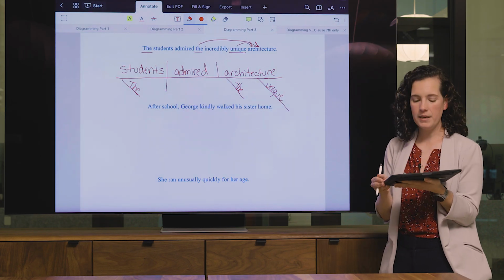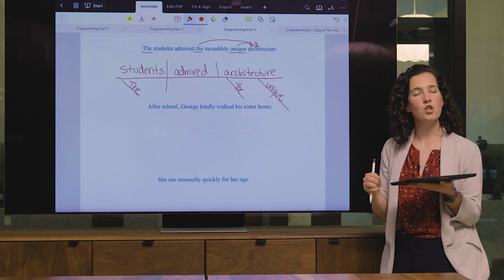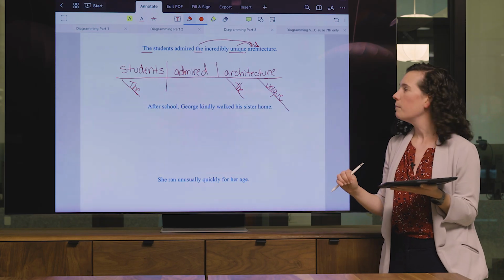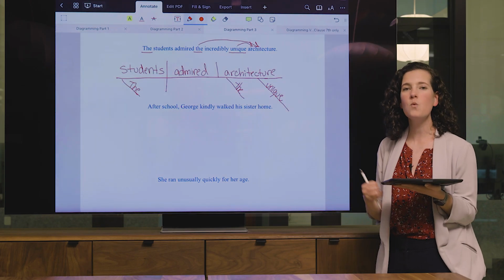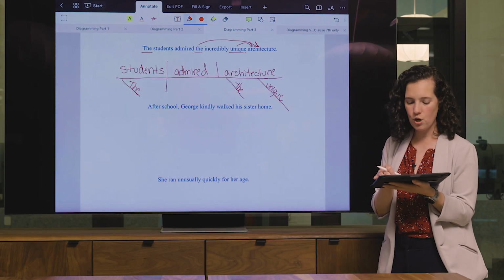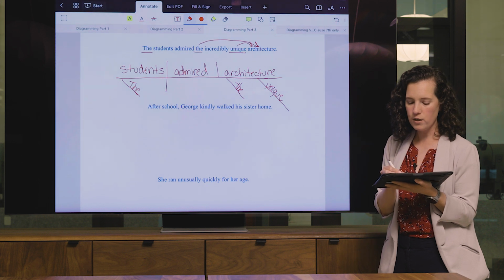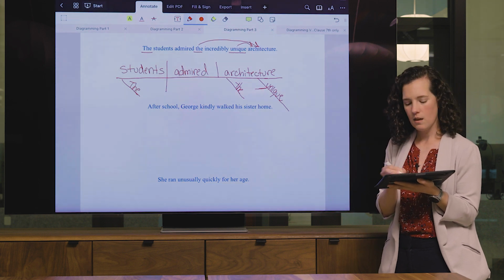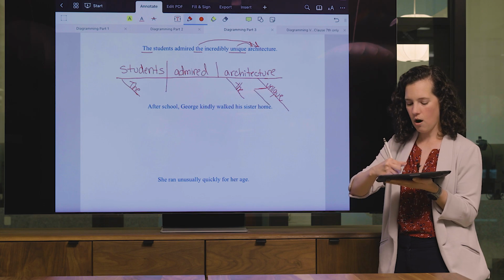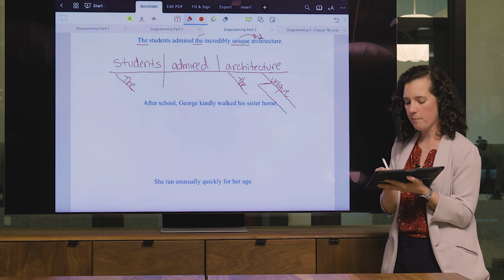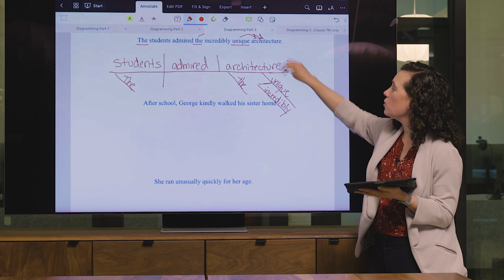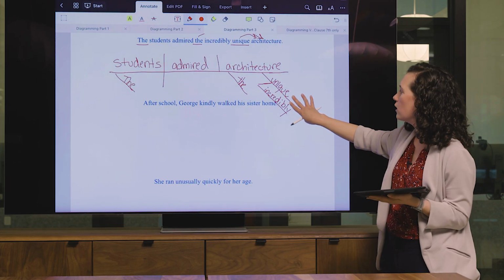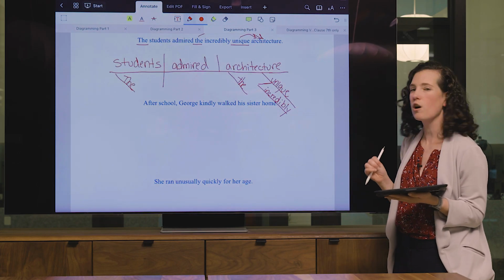Now we have incredibly. Incredibly is not describing the architecture. You could have incredible architecture, but you wouldn't have incredibly architecture. Instead, incredibly is telling you how unique. In order to show that it is describing unique, we draw our line to the left and then draw our adverb on this slanted line like so. And we place incredibly here. So that's the only new element in that sentence, our adverb incredibly, describing how unique the architecture was.